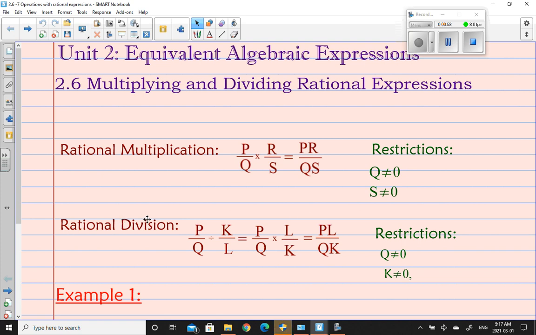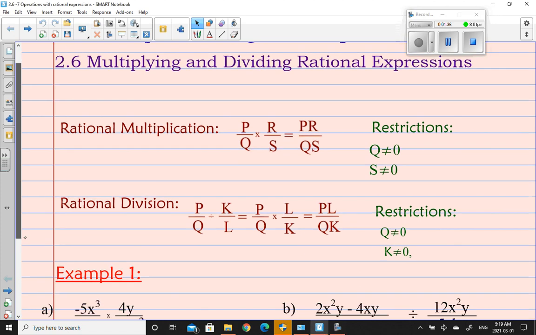And if you are dividing rational expressions, p over q divided by k over l, then you change the division to multiplication and you flip the second fraction. So the restrictions for the division are that q cannot be equal to 0, k cannot be equal to 0, because those are the denominators. I would say l cannot be 0 because it's a denominator of the second fraction or rational expression. So let's look at an example here.